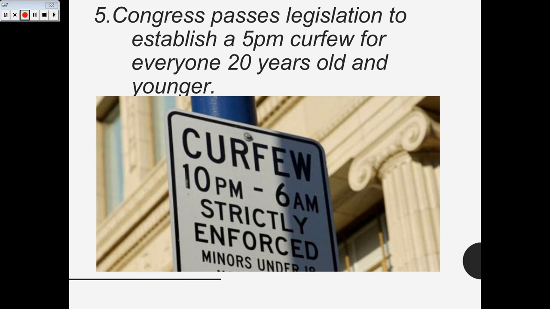So Congress passes legislation to establish a 5 p.m. curfew for everyone 20 years old and younger. So that'll include pretty much all of you guys. So what do you think here? Who are the two branches, or one branch, that could check this? And then what could they do to check this? I'll give you guys a couple of seconds.